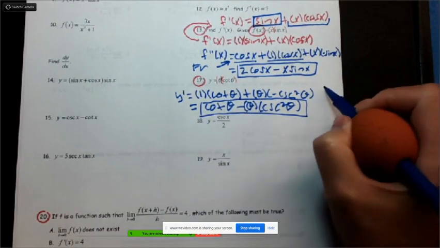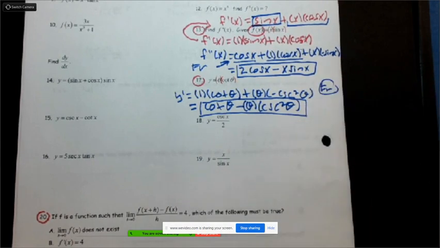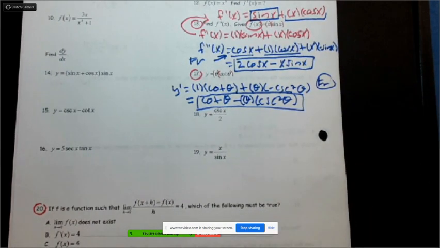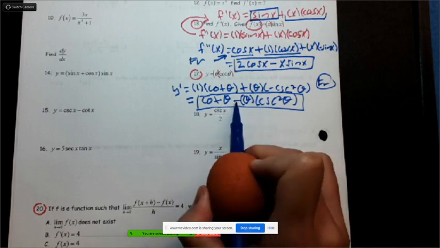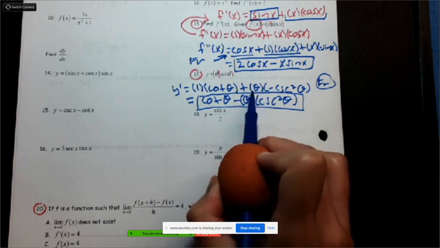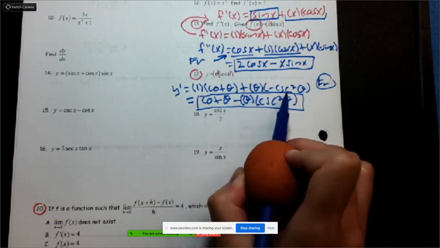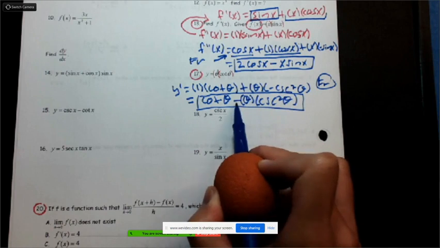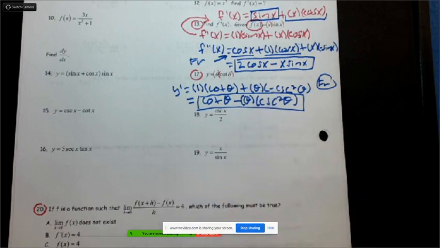And again, if it's free response, you may stop right here. Which one again? Right here, because I know positive theta times negative cosecant squared theta is going to give me minus anyways. Okay? All right, if you're ready on number 20, give me a thumbs up.